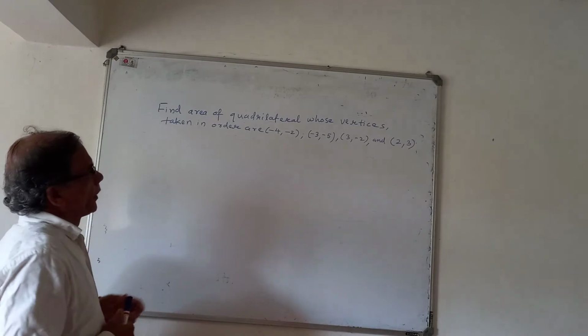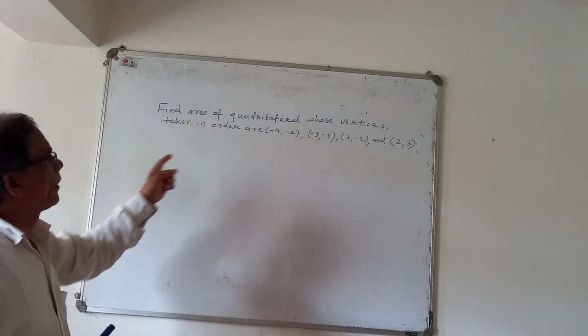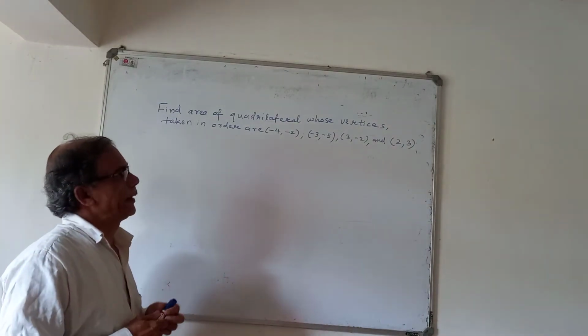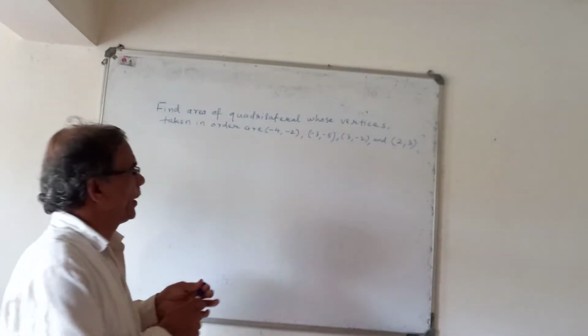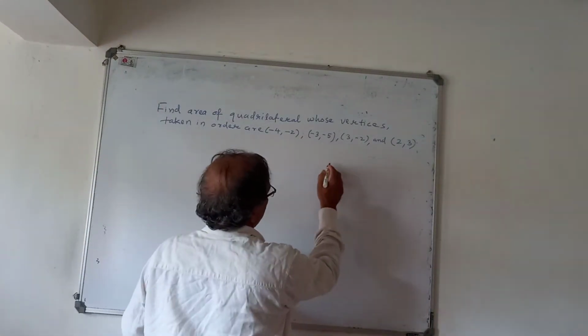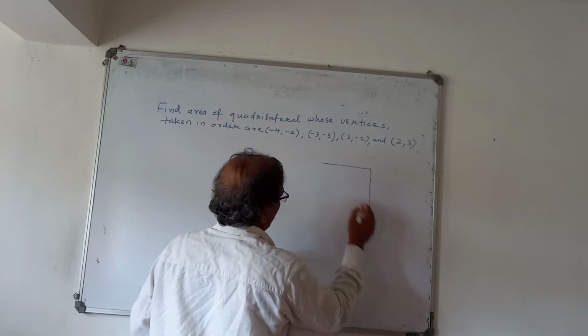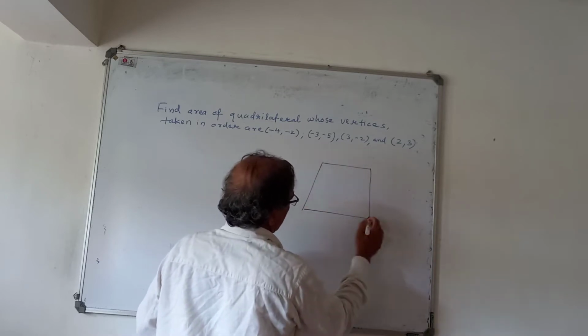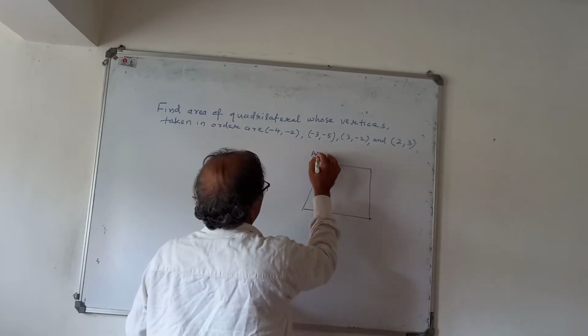Now find the area of the quadrilateral with vertices taken in order. So the vertices of the quadrilateral are given. Now, what is a quadrilateral? A four-sided figure. When four segments are joined to each other, you get a quadrilateral.